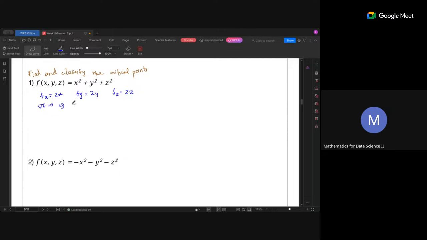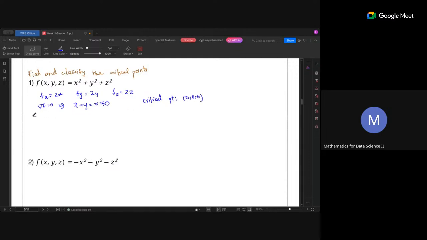What does it imply? All of them, x, y, z, become 0. Yeah, x is equal to 0, y is 0, z is 0. So if all of them are 0, then what is the only critical point? 0, 0, 0.